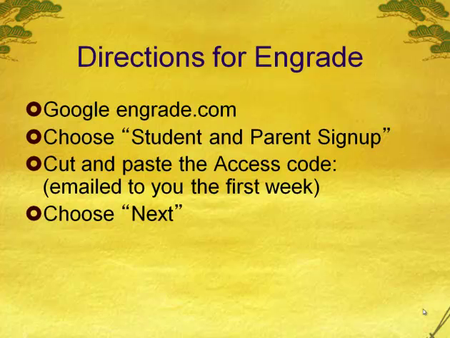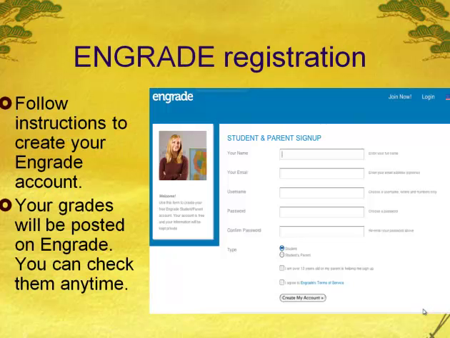I know I'm repeating, but it's necessary to repeat in an online course because you're not in front of me and you cannot ask questions. So once again, you will Google InGrade, you will choose student and parent sign up, you will cut and paste the access code or type it in, you will choose next, and you will follow the instructions to create your InGrade account. And your grades will be posted on InGrade for each journal, for your test, and you can check them anytime.